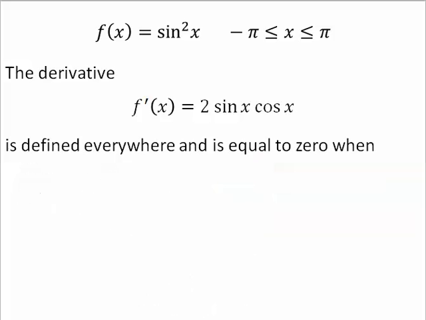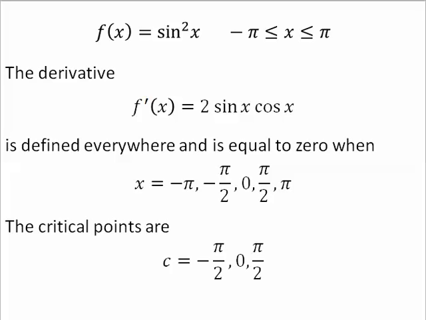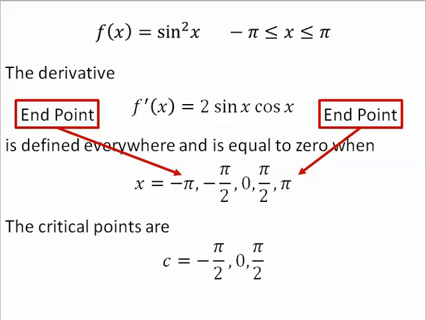The derivative is defined everywhere, so I'm not going to get any critical points from places where the derivative does not exist, because the derivative in fact does exist everywhere. But I did find some possible critical points when the derivative is equal to 0. I say possible because I'm not going to include negative pi and pi because they're endpoints. Remember that a critical point has to be on the interior. So even though my derivative is equal to 0 at those points, they are not interior points. So I really only have 3 critical points: negative pi over 2, 0, and pi over 2.